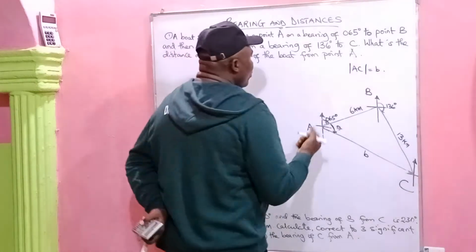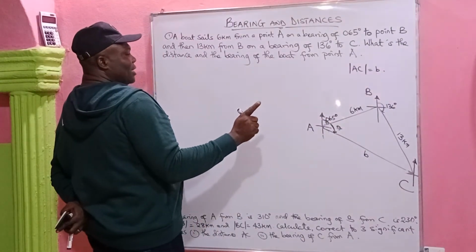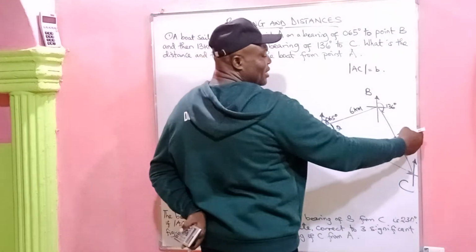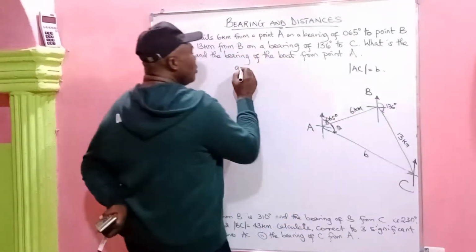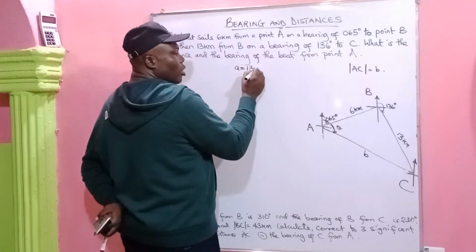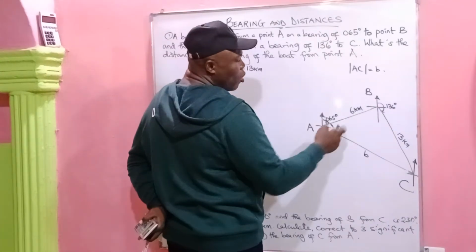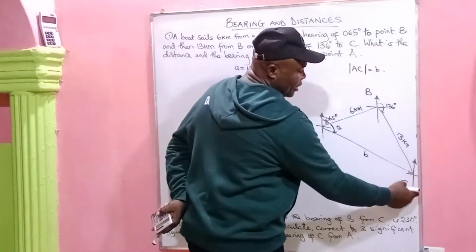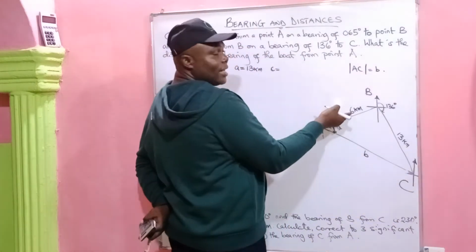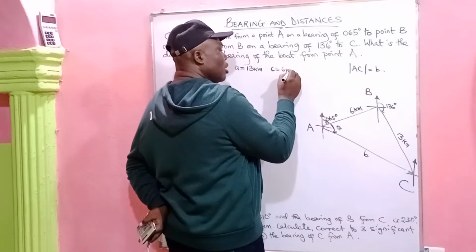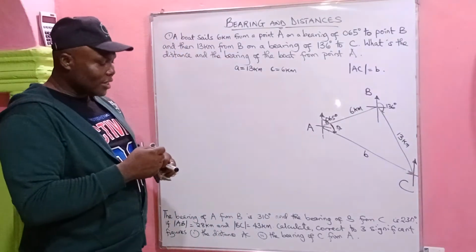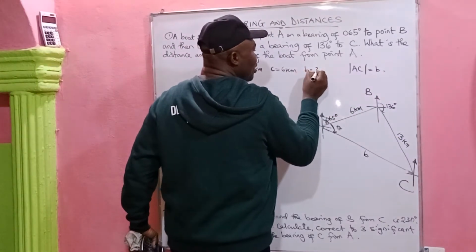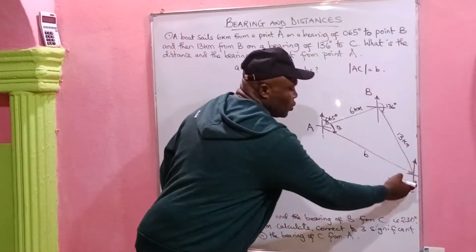Alright? Now, let us define the parameters given. From here, small a is given. Small a is the side facing the big A, which is 13 kilometers. And we have also gotten small c. Small c is the side that is facing the big C, which is this side, and it is given as 6 kilometers. We have known small a and small c, but we are looking for small b, which is the distance from A to C.